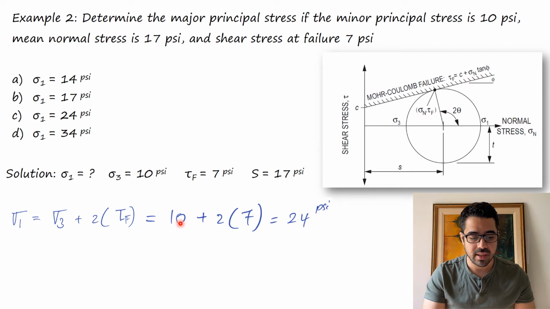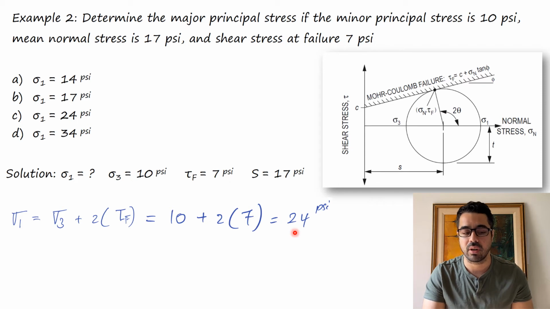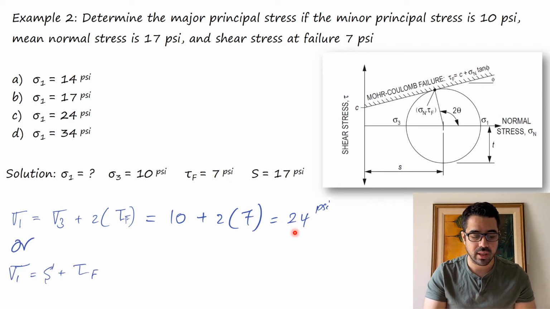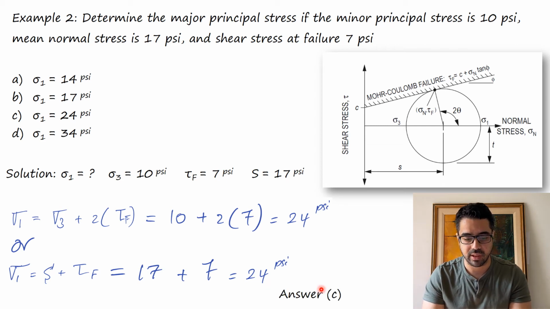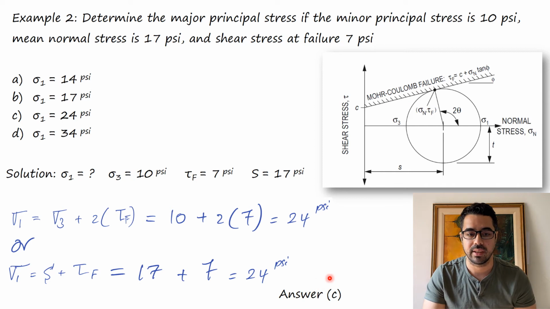Sigma 3 is 10, given here. Multiply by 2 to convert from the radius to the diameter, and the tau failure is the radius, 7 psi is given, so it's going to give us 24. There is another way: since S is given, which is the distance from here to here, we can add that just to the radius, and then we can get sigma 1. S is 17, plus 7 is the tau failure, the radius, we're going to get 24, and that's going to give us the answer, C, in this one.